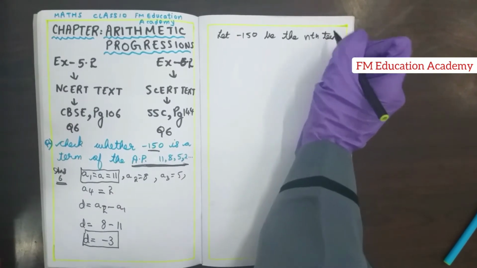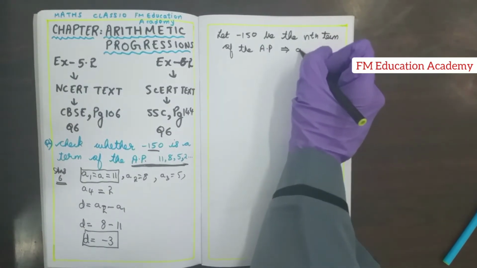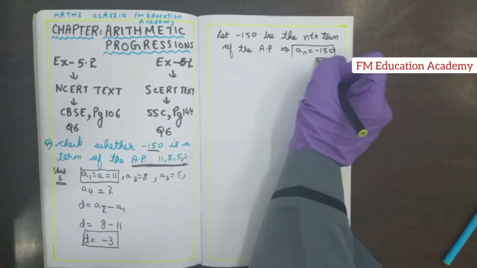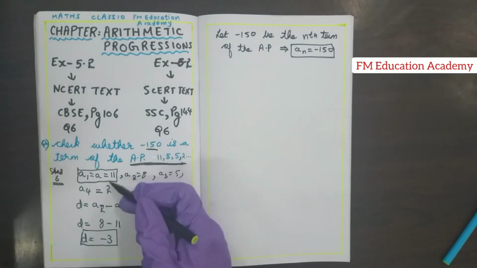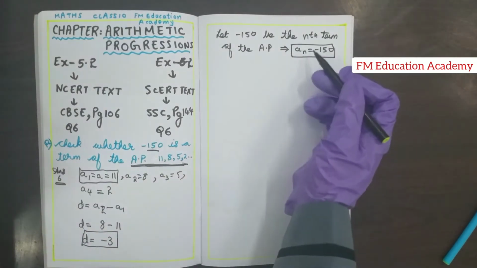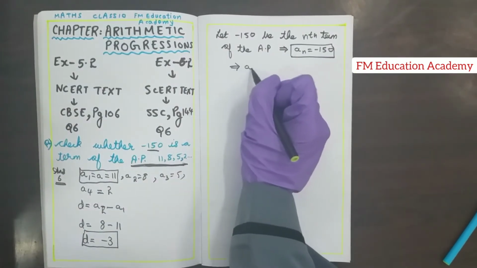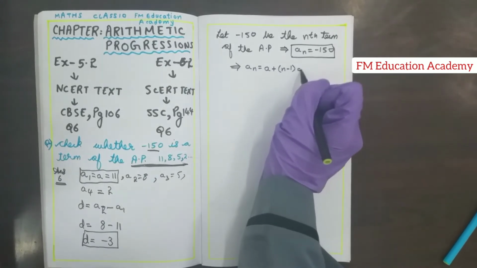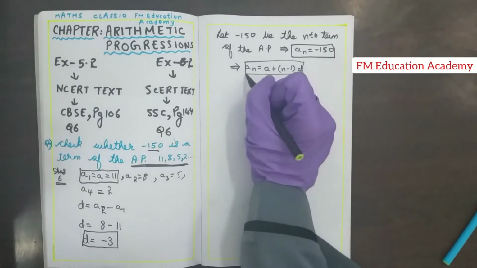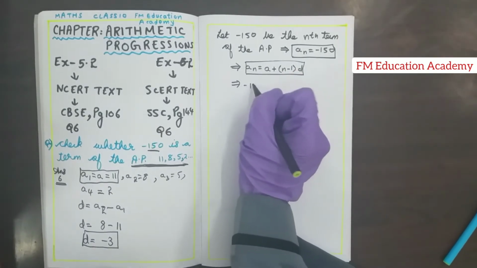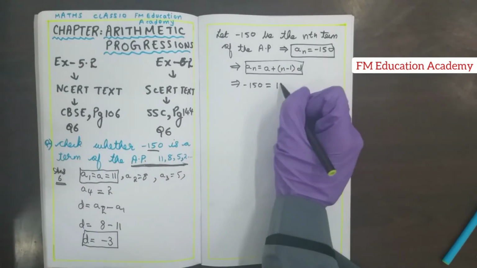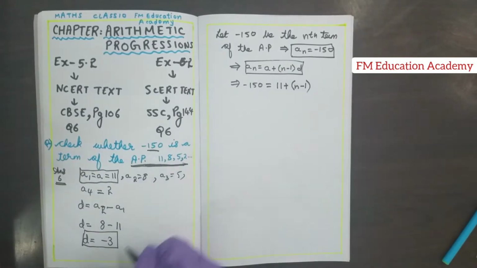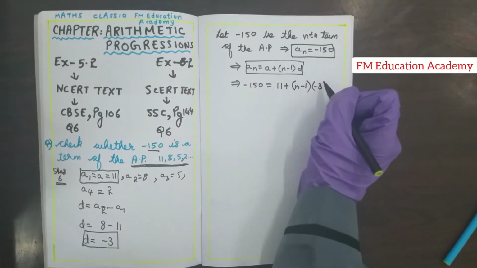And I know that the nth term is indicated by an. So an is equal to minus 150. So I have a, I have d, I have an. Now I can substitute in the formula of the nth term, which is an is equal to a plus n minus 1 into d. The value of an is minus 150. The value of a is 11 plus, I'm not given the value of n, so write it as it is, into d. d given to me is minus 3.